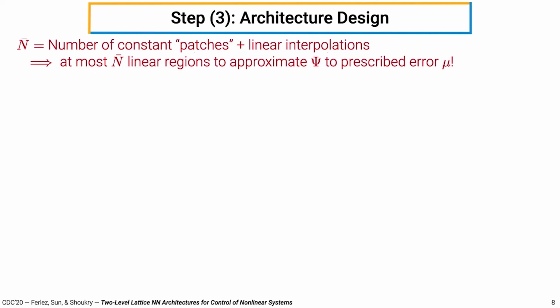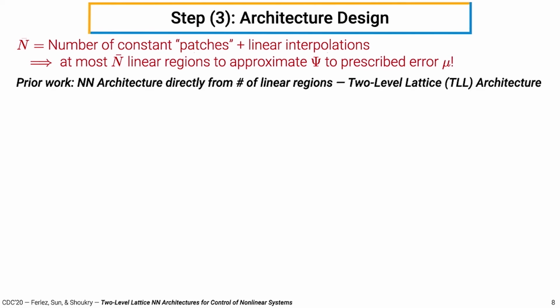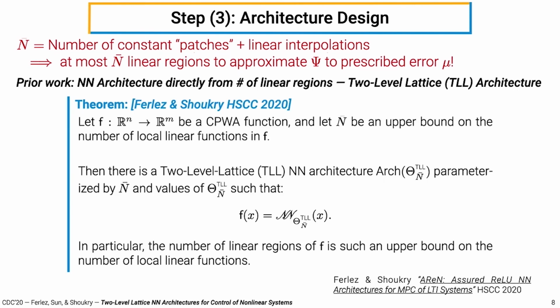So step 3 is the architecture design. From step 1 and step 2, we know we have an approximate CPWA controller that meets the spec. And moreover, it has some total number of linear regions that depends only on the problem parameters. And so if we set n bar to be the number of linear regions we use, then we can simply appeal to prior work, where we can design a neural network architecture purely based on the number of linear regions we want to have in it. And that's the two-level lattice architecture, and this is a theorem from our HSCC paper from earlier this year.